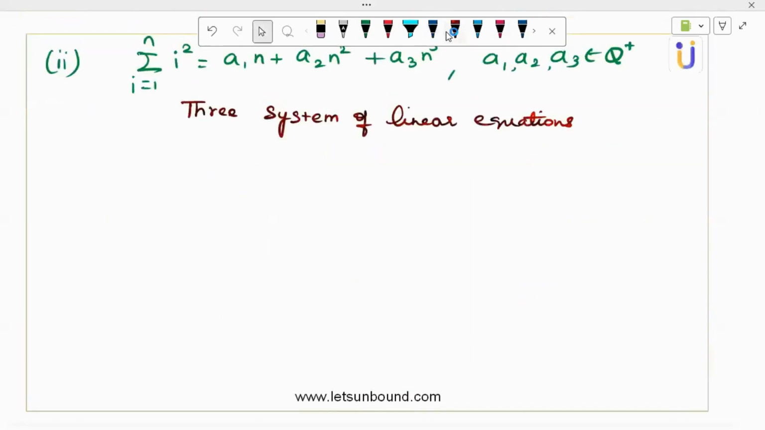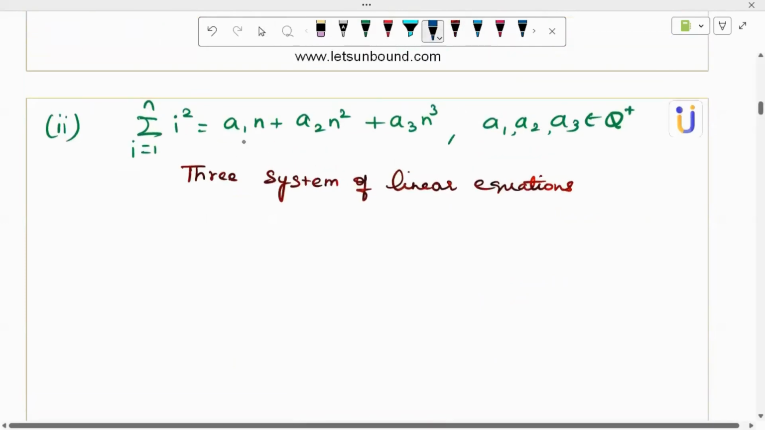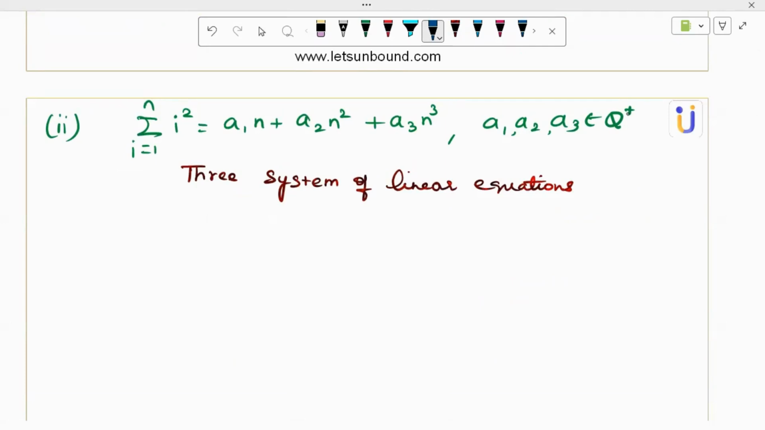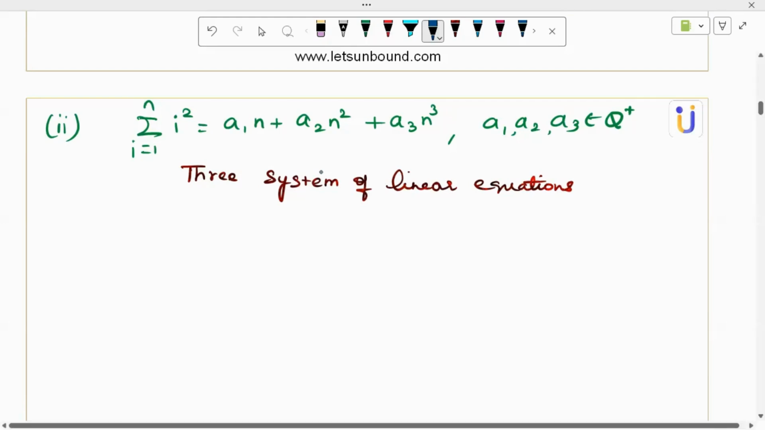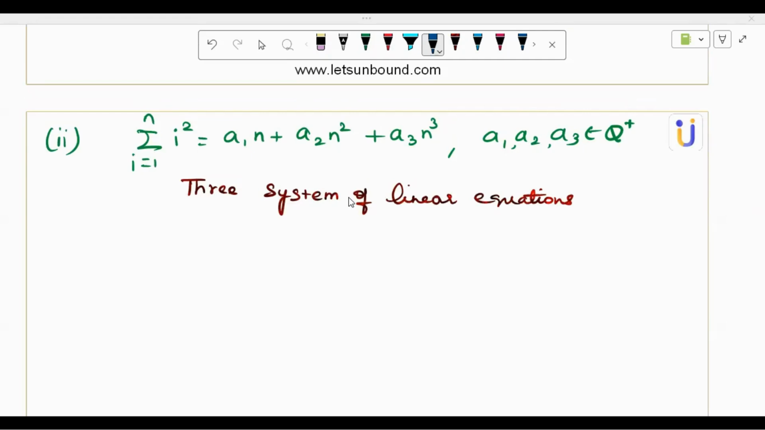Second part in B. Sigma i equals 1 to n i square is a1 n, a2 n square, a3 n cube, where a1, a2, a3 are positive rational numbers. We have to find 3 system of linear equations here. So let's go with each case: when n is 1, when n is 2, when n is 3. This is what we're going to do.